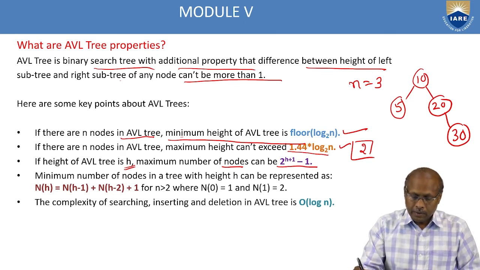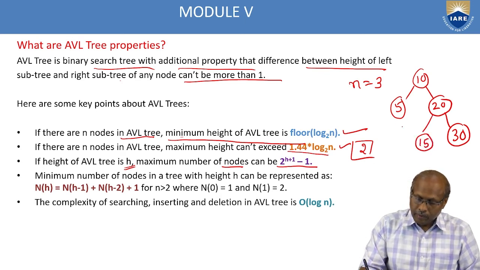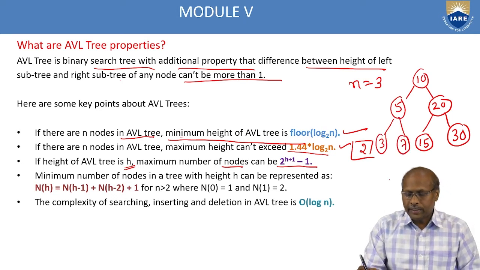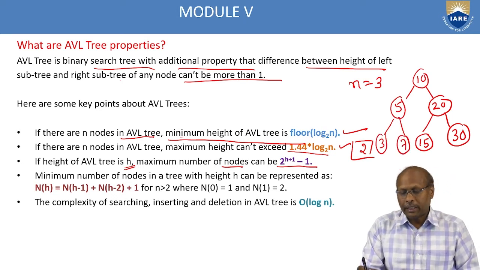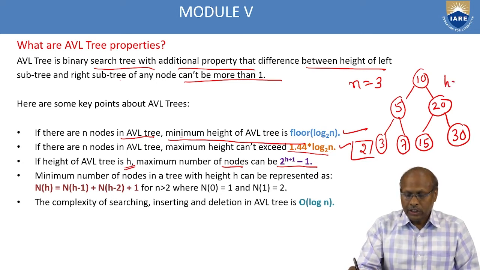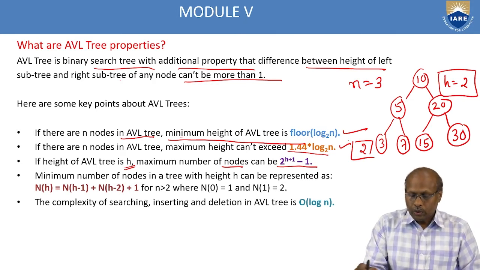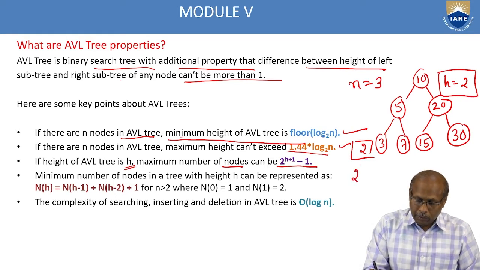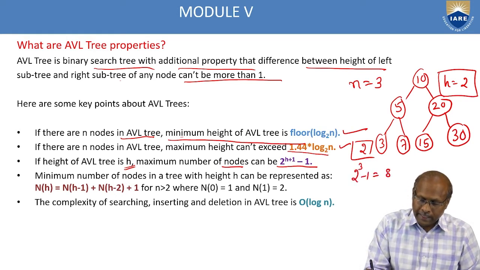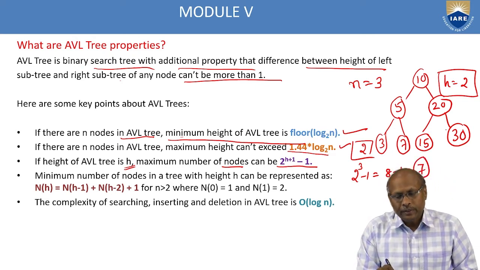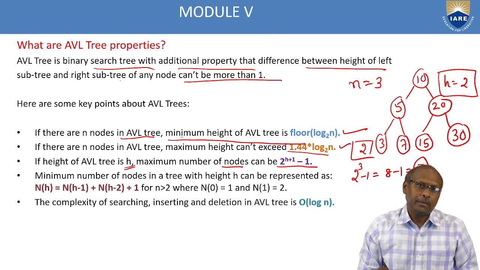For example, assume here I am having 15, here 3 and here 7. So how many nodes are there? 7 nodes. So I should get 7 now. What is the height? Height is 2 here. If height is 2, how many maximum nodes are there? 2 to the power h plus 1, which means 2 to the power 3 is 8, 8 minus 1 is 7. So that means 7 nodes. If height is 2, at most 7 nodes you can have, but not more than 7.